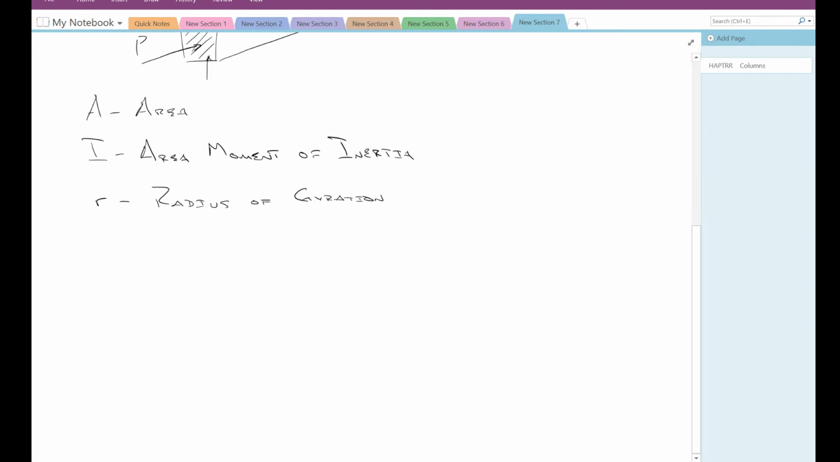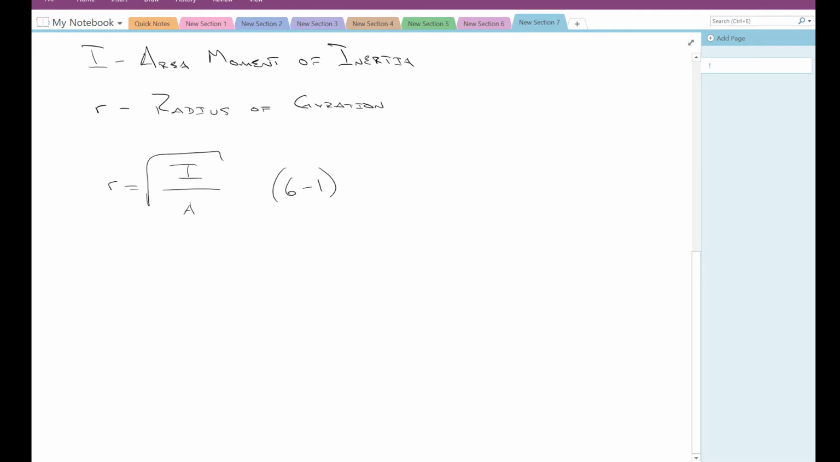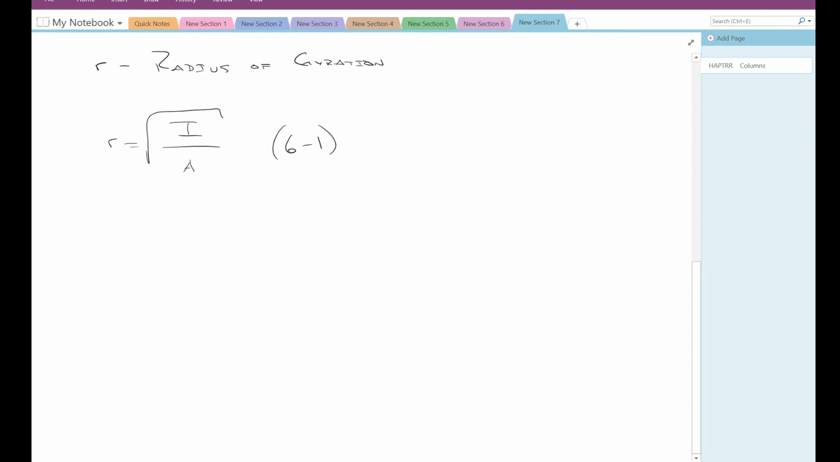If we combine these three terms and relate them to each other, we can say that the radius of gyration is equal to the square root of the area moment of inertia divided by the cross-sectional area. That's equation 6-1 in your textbook. If you recall from mechanics of materials, there's a derivation for that. We're not going to delve into it in this course; we're just going to accept it as fact and move on. What we want to do is look for our minimum area moment of inertia, I, and our minimum radius of gyration, r, and we'll take those into account in a little bit.